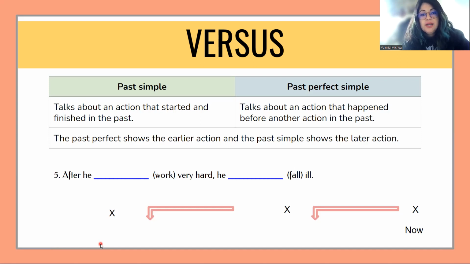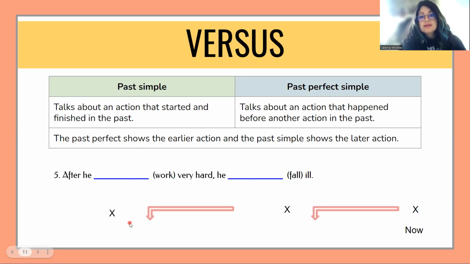And also, you need to remember that the past simple is more commonly used because it's more useful, and the past perfect simple is only useful when you need to mention that something happened before another action in the past, when it's truly necessary. You cannot overuse the past perfect simple because that would be a mistake.